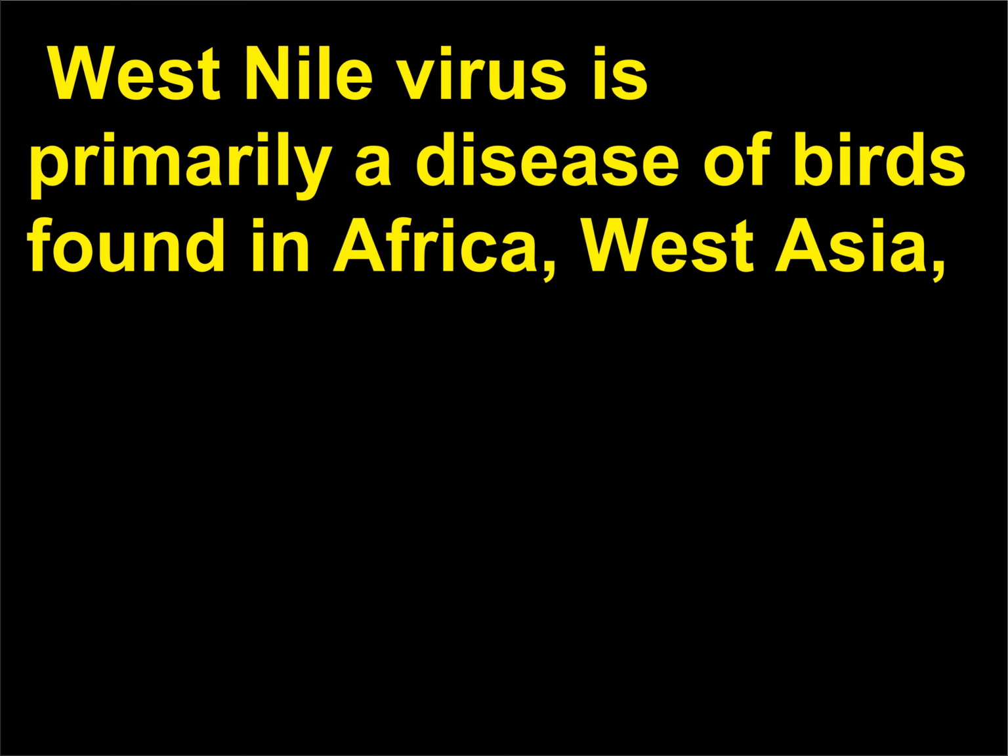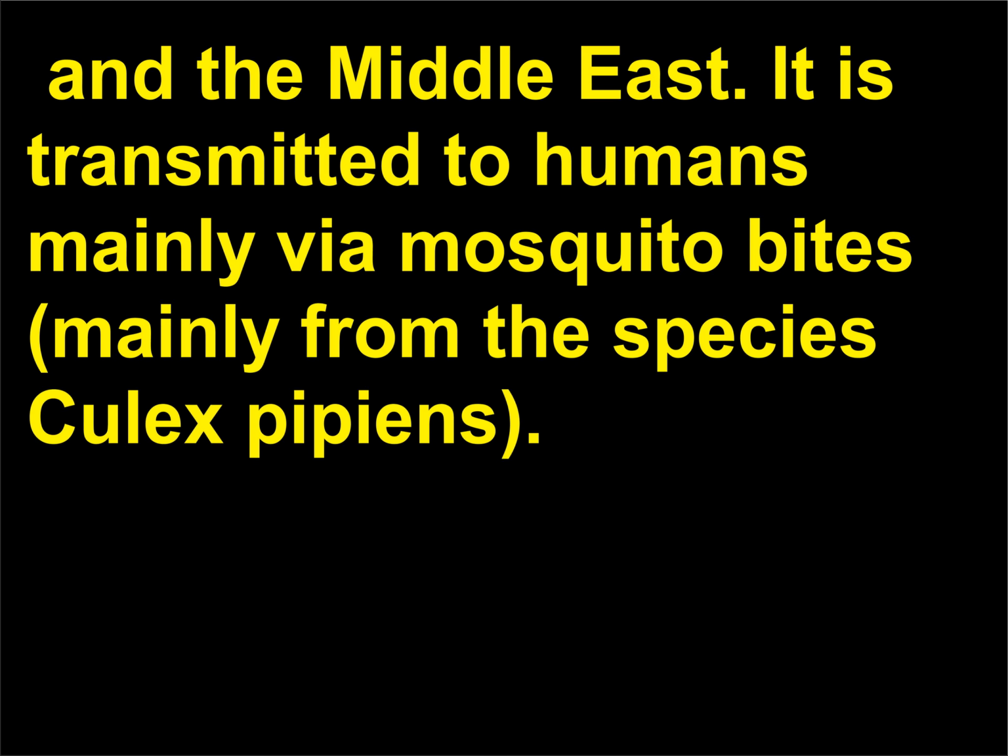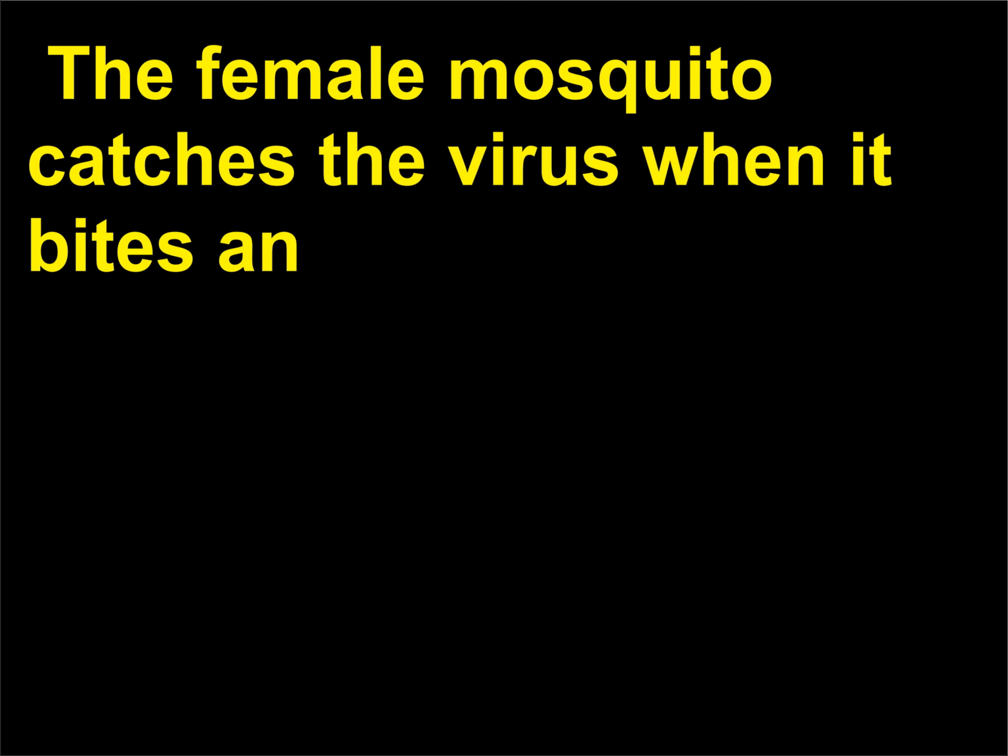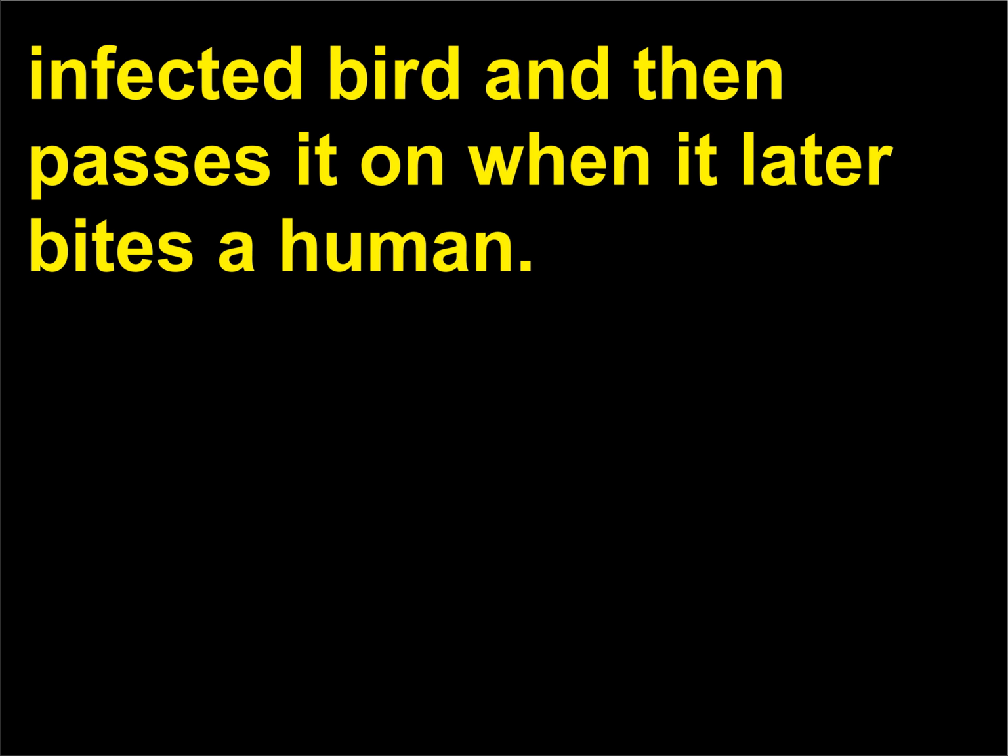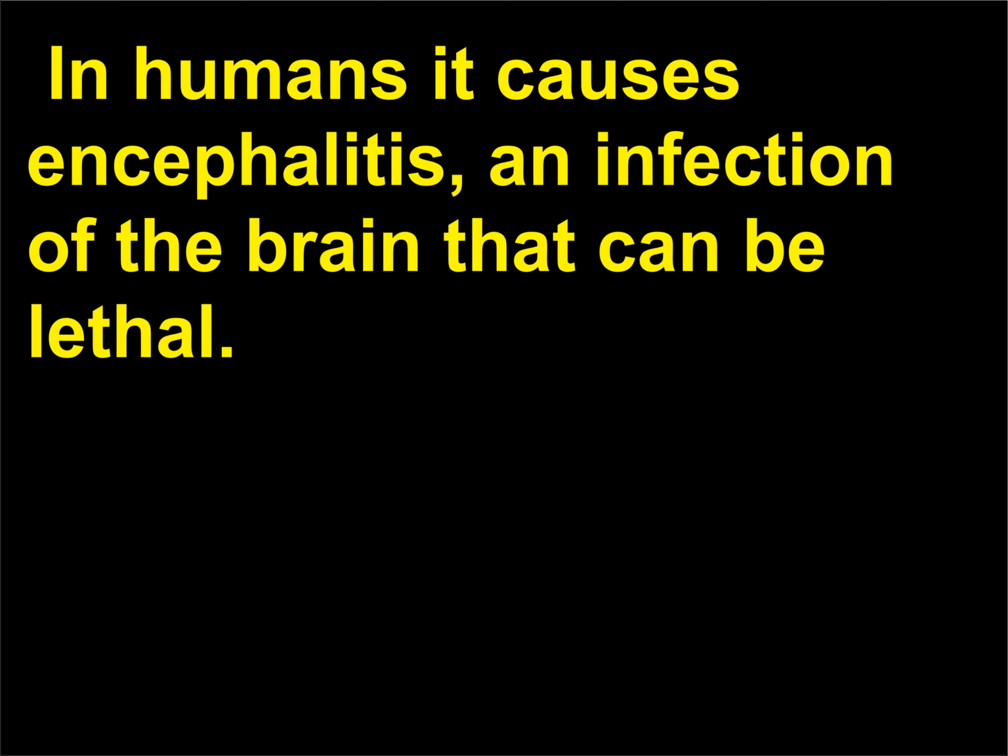West Nile virus is primarily a disease of birds found in Africa, West Asia, and the Middle East. It is transmitted to humans mainly via mosquito bites, mainly from the species Culex pipiens. The female mosquito catches the virus when it bites an infected bird and then passes it on when it later bites a human. In humans it causes encephalitis, an infection of the brain that can be lethal.